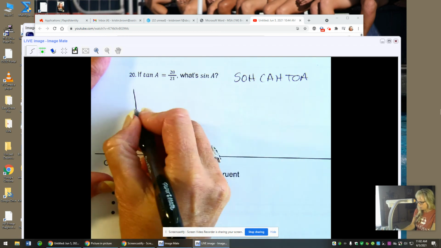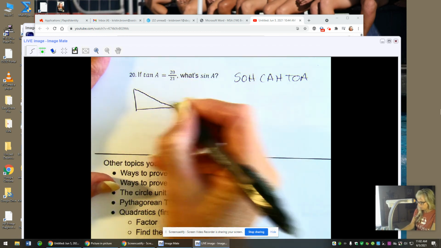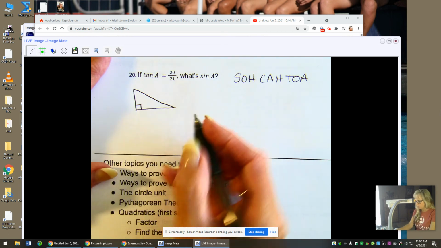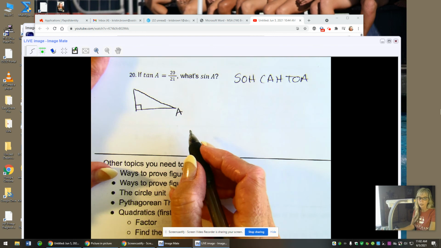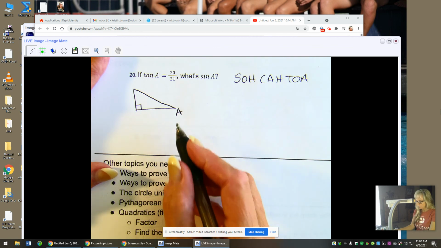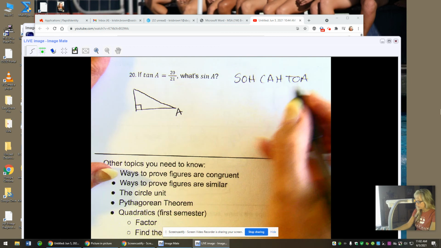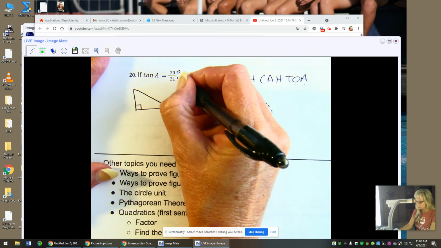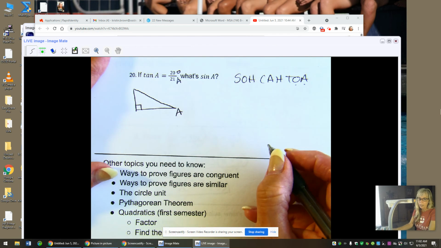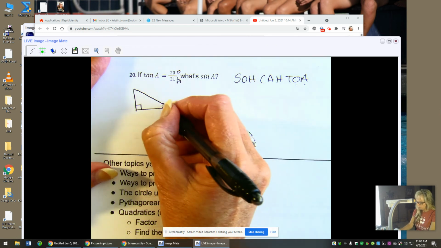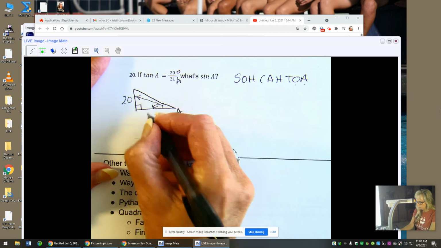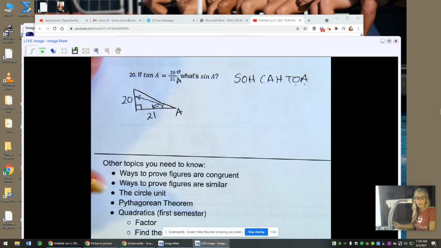And I'm going to draw a diagram because this has got to be a right triangle. The reference angle can never be the 90-degree angle. It's one of the others. It doesn't matter which one you decide to label angle A. But what we know is tangent is opposite over adjacent. So the 20 is opposite, the 21 is adjacent. That's angle A. So angle A is here, opposite is over here, that's 20. Adjacent is right here, that's 21. Okay, now I have some idea of what's happening here. My diagram helped me out.